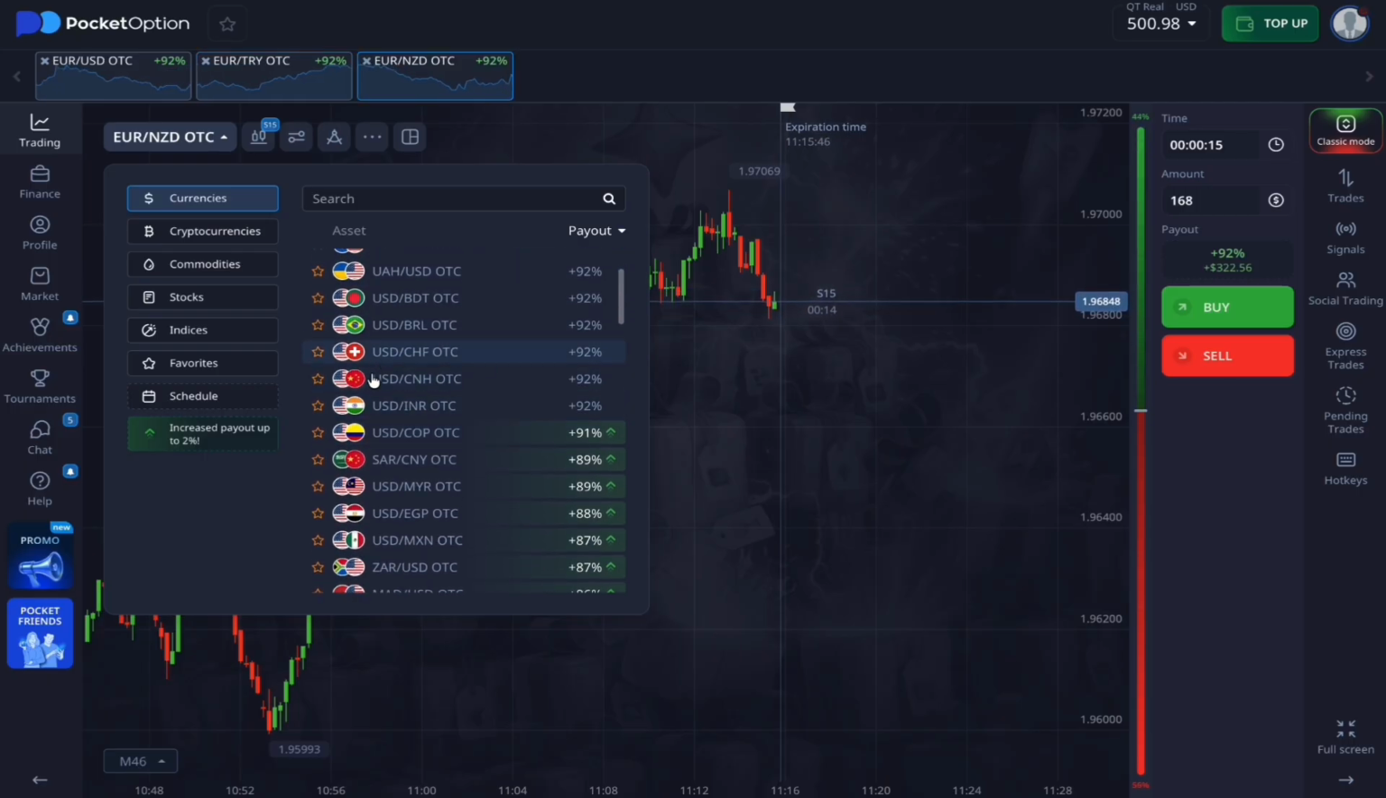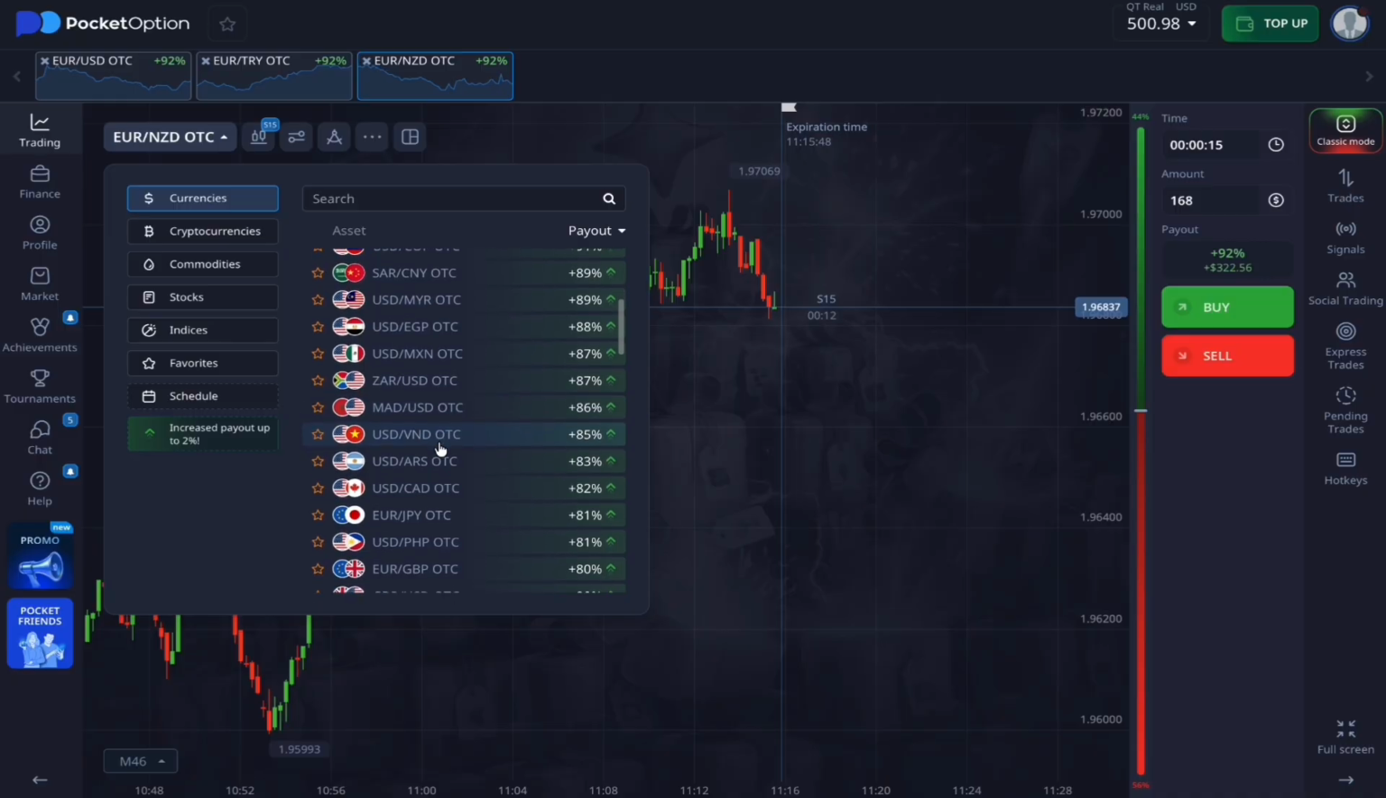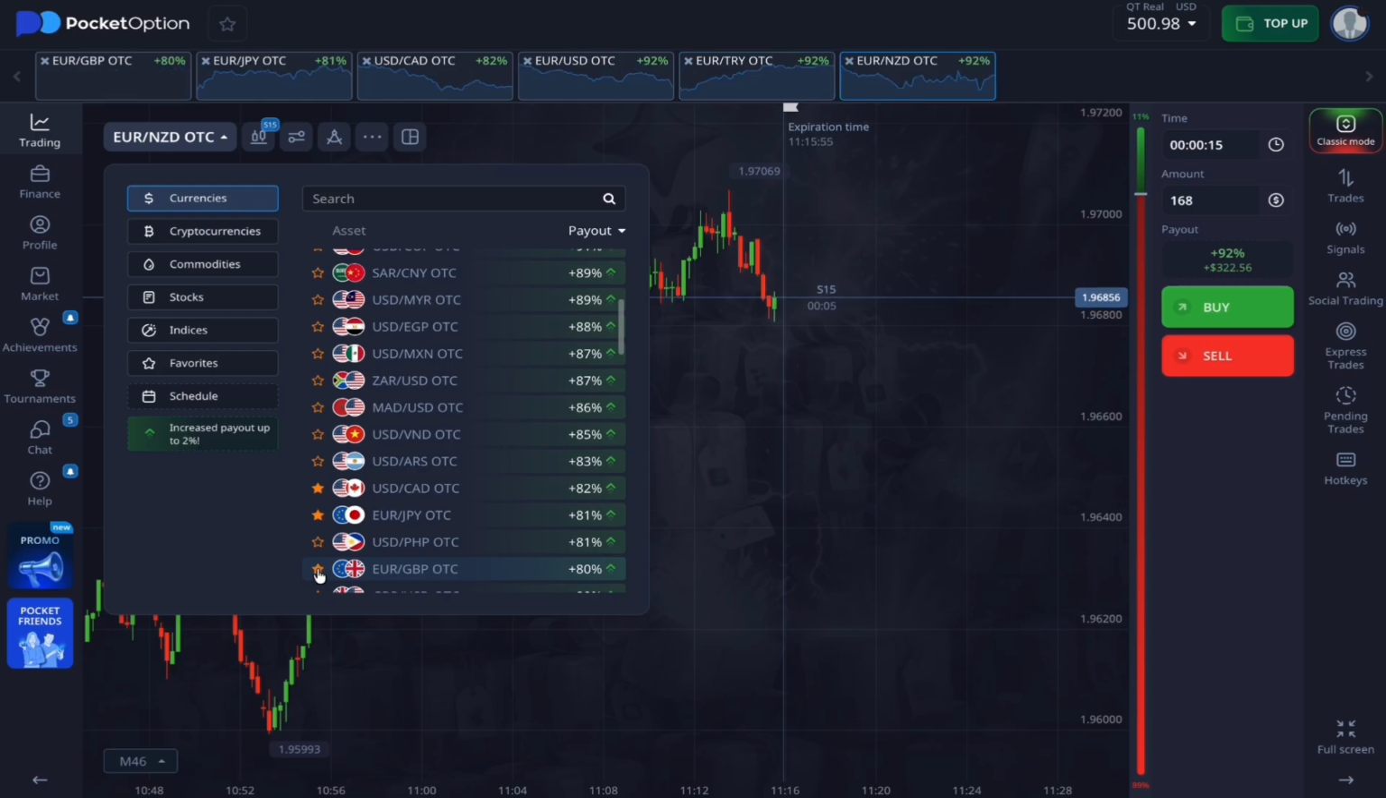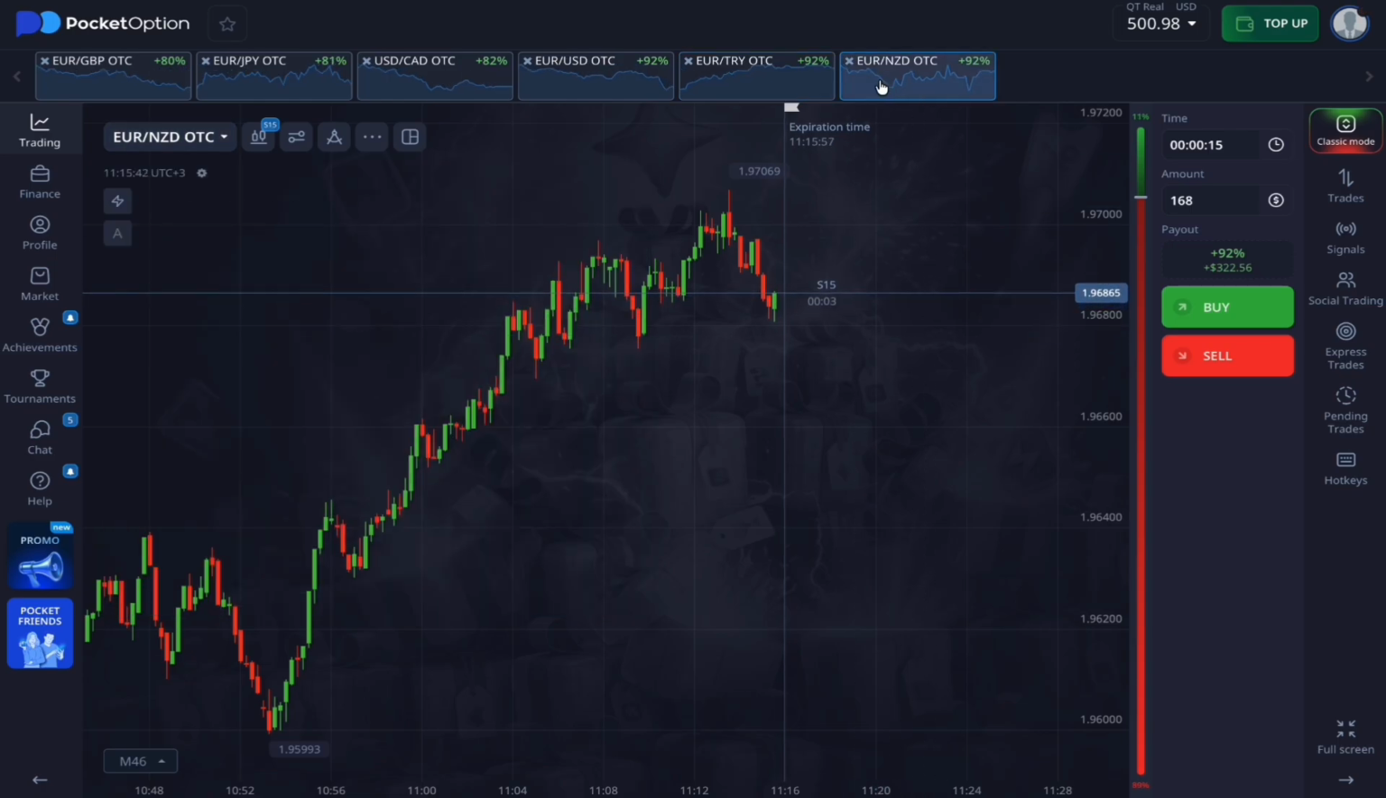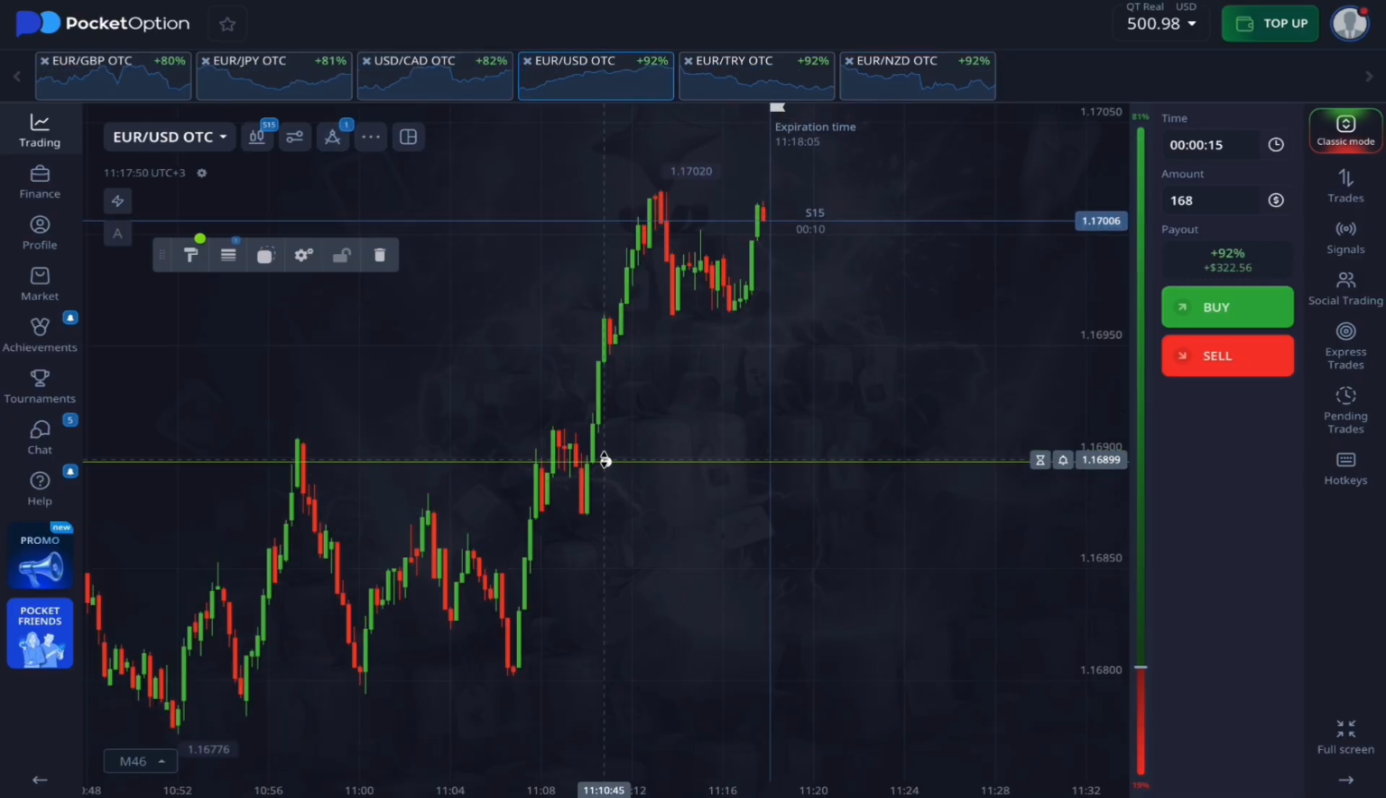currency pairs. We're trading in OTC mode, so I'm adding stable currency pairs with a higher payout on this broker. After adding the currency pairs to favorites, we can now track the payout on these assets. If the payout drops to 60%, we'll switch to other currency pairs and trade on those instead. As for me, I'm switching to euros to US dollars. Let's do a quick technical analysis on this asset.